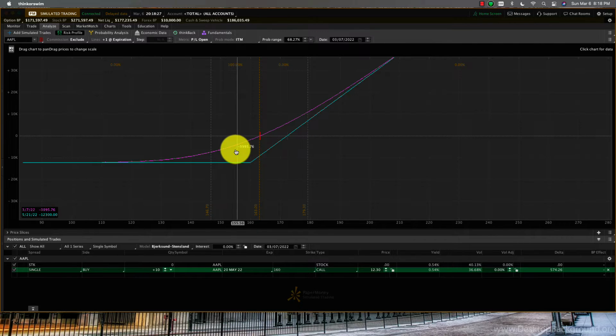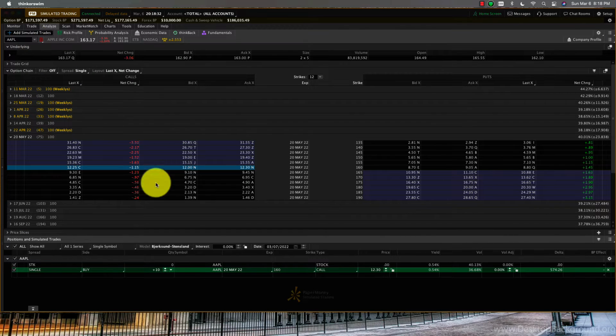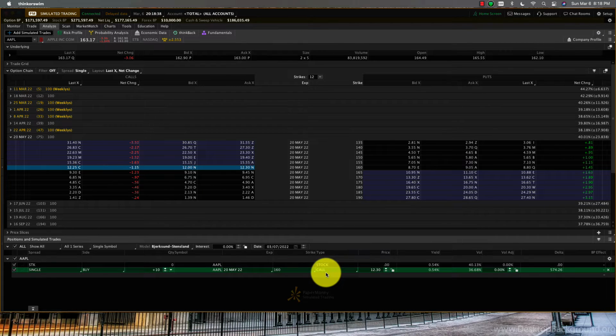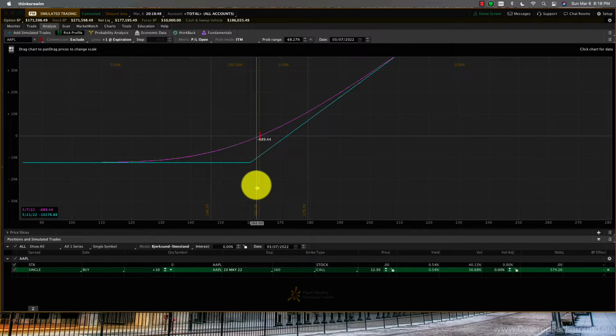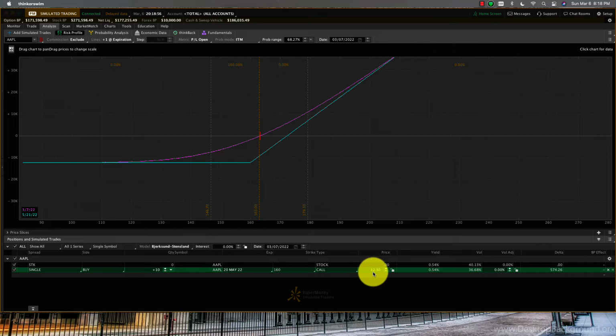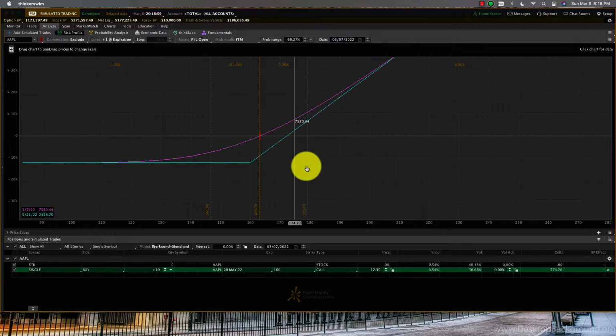The blue line is what's going to happen at expiration. We actually picked up this option for May 20th. The strike price is 160. It's a call option, and we paid $12.30, or actually $1,230, because you take this times 100, and that gives you what you paid for it. Our break-even is going to be our strike price plus the cost of our option, which gives us a break-even at $172.30, pretty close to that.